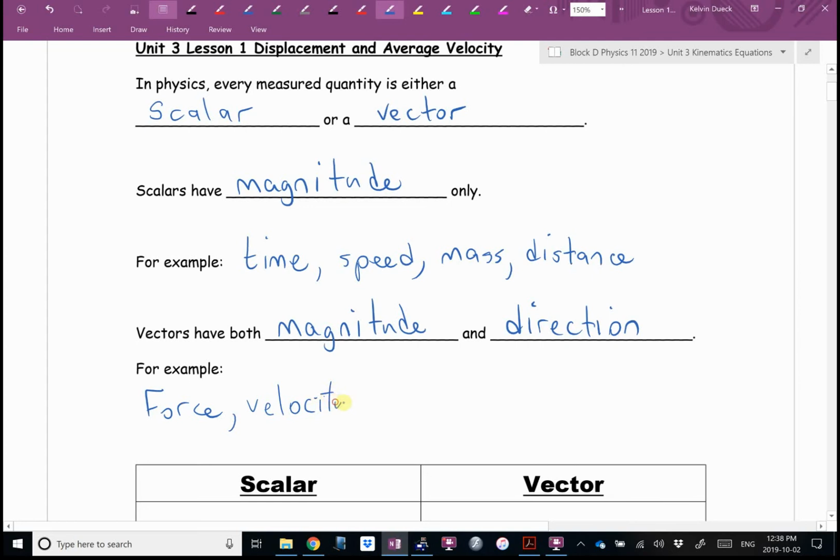Velocity is a vector. Mr. Dueck, I thought you said that speed was a scalar. Speed is different from velocity. They're related, but different. Acceleration is a vector. Makes a difference whether you're speeding up or slowing down. If you're accelerating forwards, you're probably speeding up. If you're accelerating backwards, you're probably slowing down. Electric field is a vector. Magnetic field is a vector. Current is a vector. Lots of stuff. Torque is a vector. Lots of stuff is vectors.